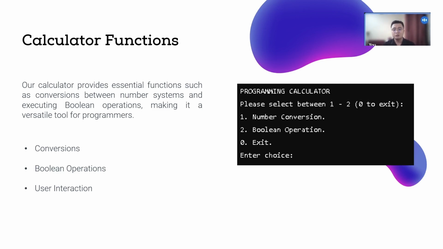Now we focus on the calculator user interface interactions. It explains the input-output capabilities of the calculator, including the keypad, display, and any additional input methods. For example, users can interact with the calculator by inputting values, selecting the function, and viewing the result. By following this structure, you can effectively present the calculator functions of the programming calculator, specifically focusing on the conversions, Boolean operations, and user interaction while keeping the audience engaged and informed.